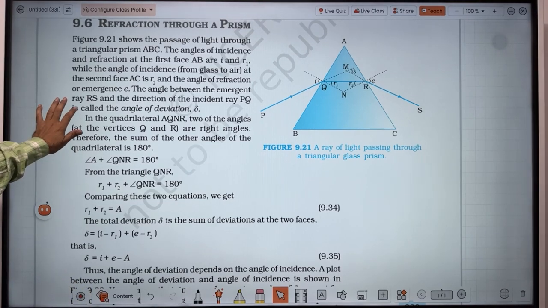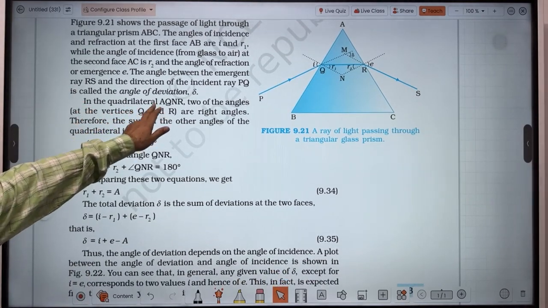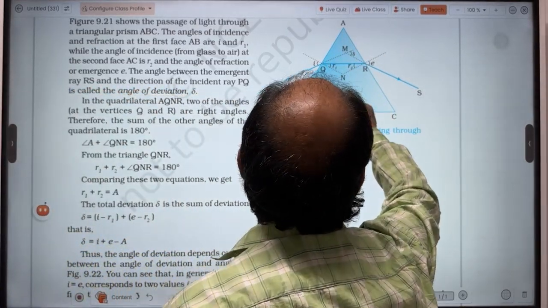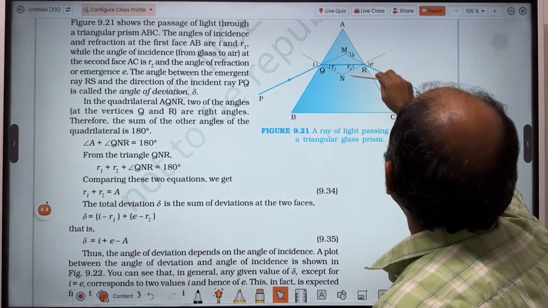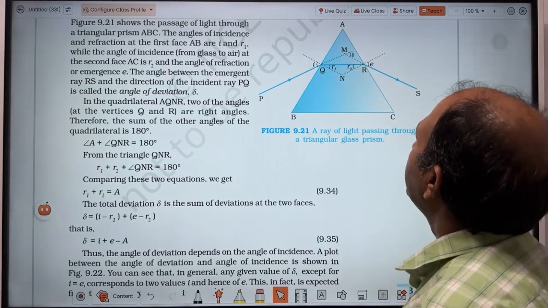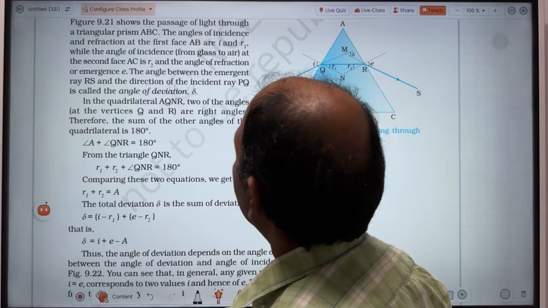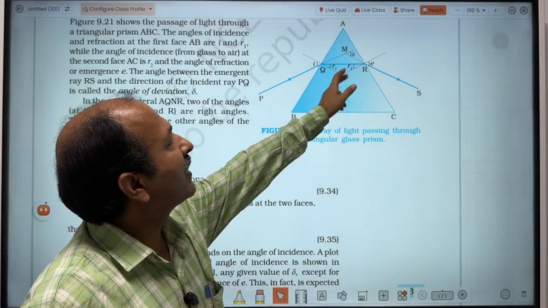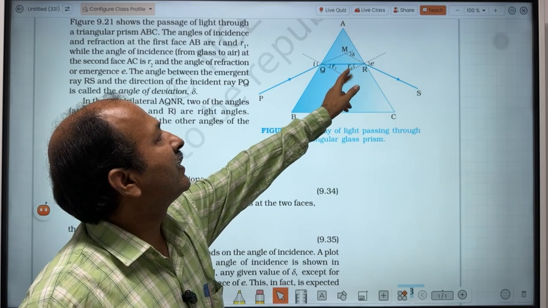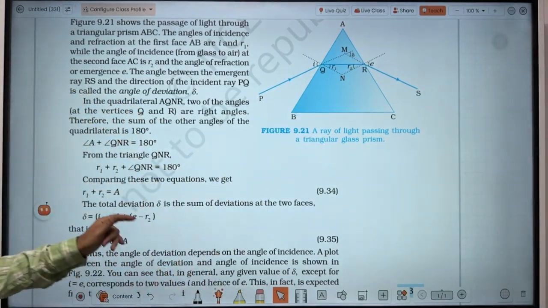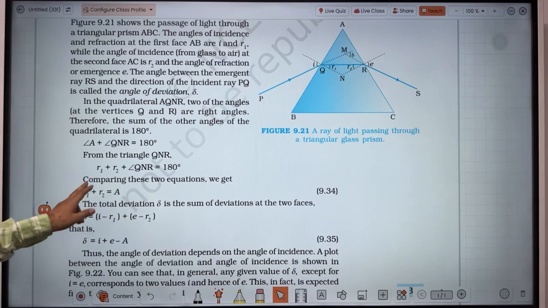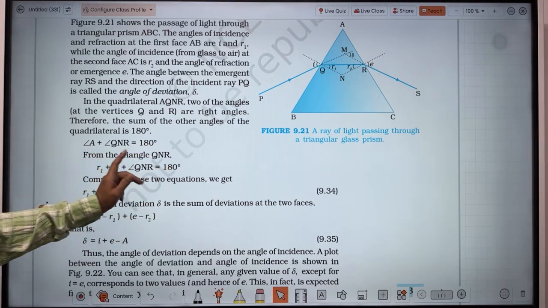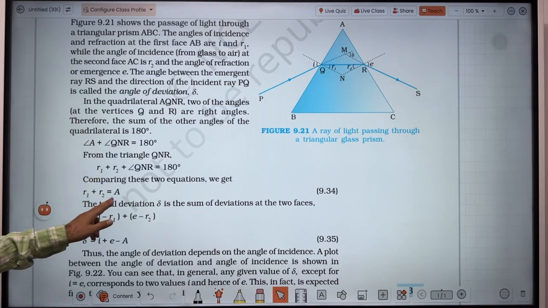So here, first thing, in the quadrilateral AQNR, what do you observe? This angle is 90 degree. This angle is 90 degree. So only A and N will be left. So we can say A and N will make 180 degree. And then we consider this small angle R1 plus R2 and N again. So R1 plus R2 plus N will give 180 degree. So we can equate the two equations. Because A plus angle QNR is 180, and R1 plus R2 plus QNR is 180, from there we will get R1 plus R2 equal to A.